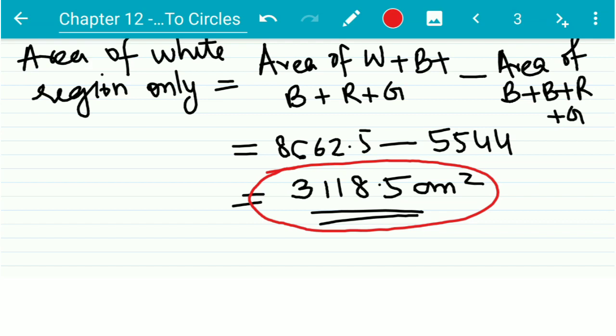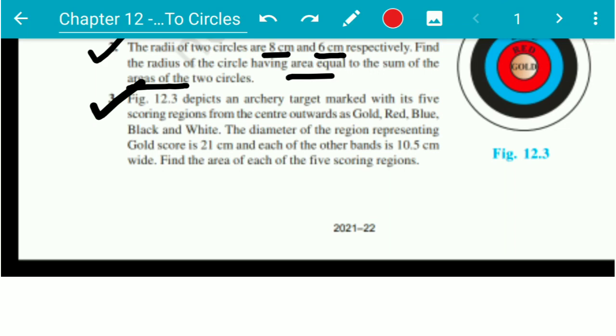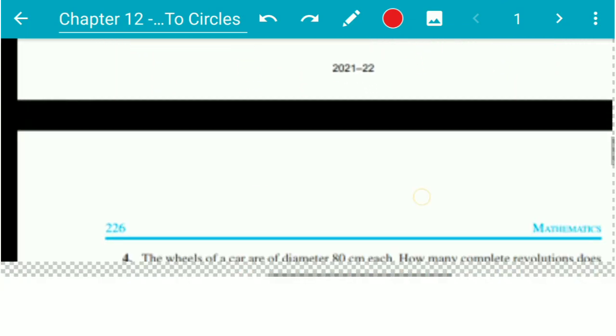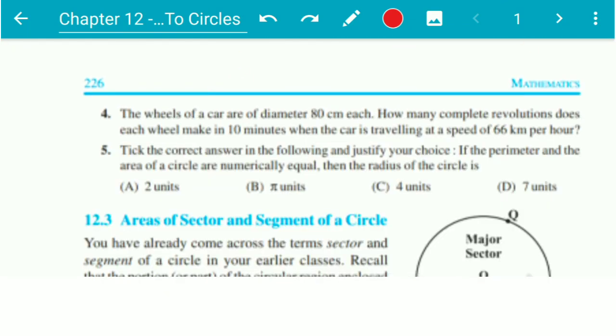Now coming to the fourth question. The wheels of a car are of diameter 80 centimeter each. How many complete revolutions does each wheel make in 10 minutes when the car is traveling at a speed of 66 km per hour? So in the question they have given the diameter of the wheel.